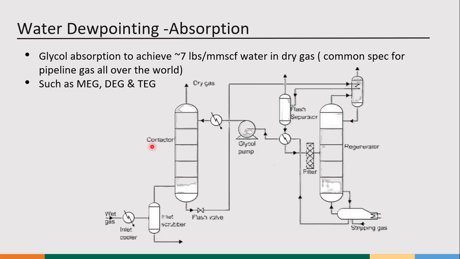So this contactor will be at high pressure and low temperature, and if you want to desorb, definitely you have to lower the pressure. This operates somewhere near atmospheric, and your temperature is high because of the reboiler.